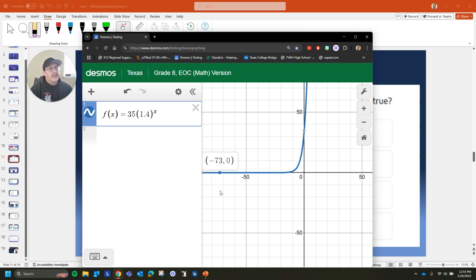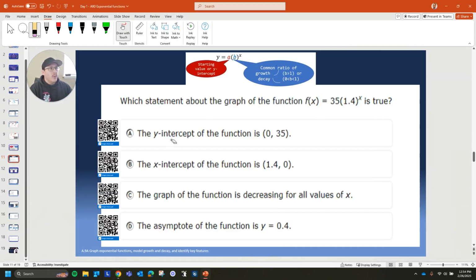All right, now because it's never going to actually touch 0, it's never going to touch that x-axis, meaning there is no x-intercept. So with all of that in mind that we just explored on our graph, let's look at the problem again. The y-intercept of the function is 0, 35. Is this true? Yes or no? So far, yes. This is true. So I'm going to put a dot to represent this is a possibility.